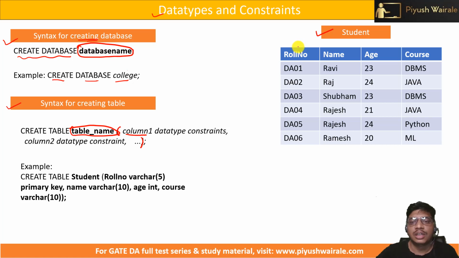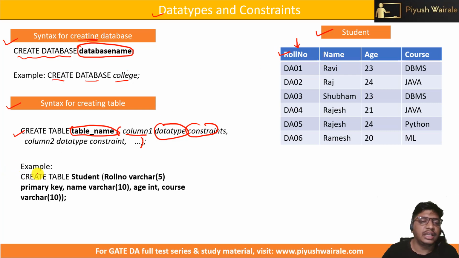Column 1 means the name of your particular column, so what columns are there in the table. So column 1, then its data type, then its constraint, then a comma, then column 2, data type, constraint, and again a comma. In this way you can add as many columns along with data type and constraint as you want. This is how we create a table having the particular column name, data type and constraint.